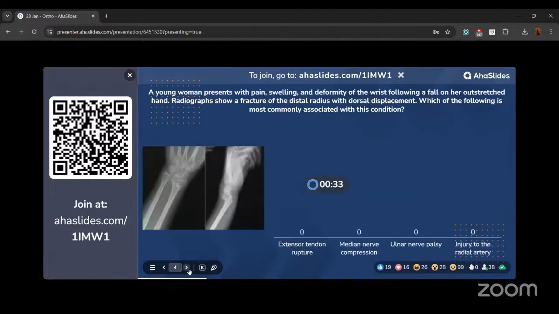A young woman presents with pain, swelling, and deformity following a fall on her outstretched hand. Radiographs show a fracture of the distal radius with dorsal displacement. Which of the following is most commonly associated with this condition? So you have to get a diagnosis and then later tell which nerve is most commonly injured here.